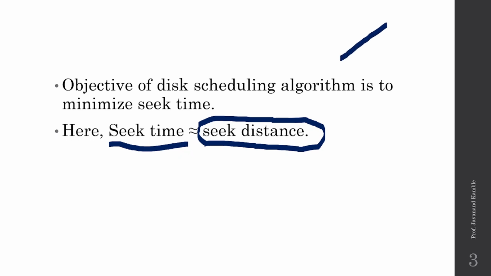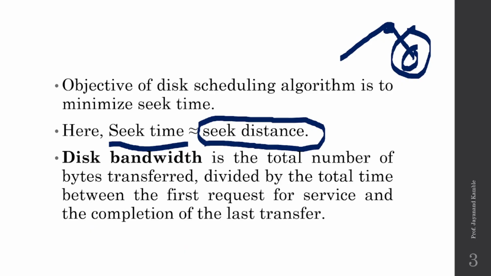Meaning, when the read write head is going to move, how many cylinders it needs to cross to go to the desired sector where data is stored. That total number of cylinders crossed is the seek distance, and that is equivalent to seek time. Here one more terminology we must understand, that is the disk bandwidth. It is the total number of bytes transferred divided by the total time between the first request for the service and completion of the last transfer. That is basically the disk bandwidth.